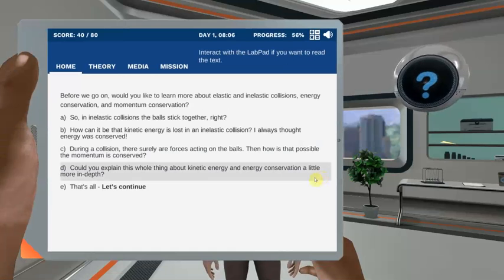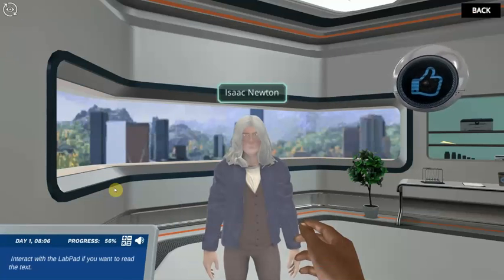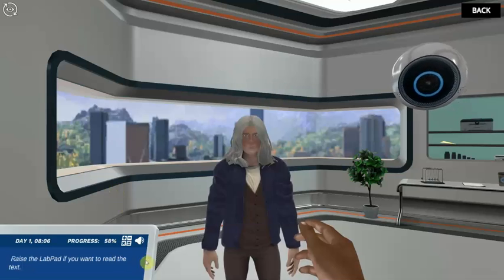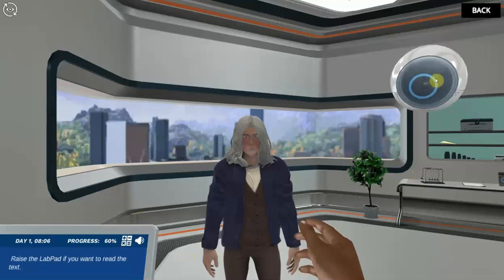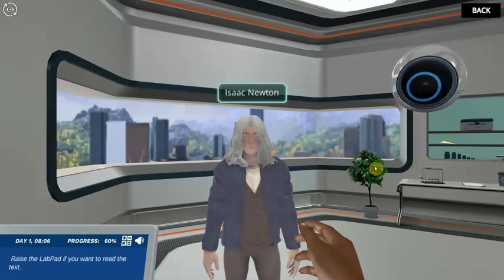Before we go on, would you like to learn more about elastic and inelastic collisions, energy conservation, and momentum conservation? You can check out the theory tab on your lab pad at any time to learn more about elastic and inelastic collisions and energy conservation. Dr. 1, do you think all this information is enough to help me get better at pool? Absolutely. You are now able to determine how the cue ball will interact with the other balls. In fact, knowing that the momentum of the system is going to be conserved will help us predict the speed of the colliding balls. Handy, right?